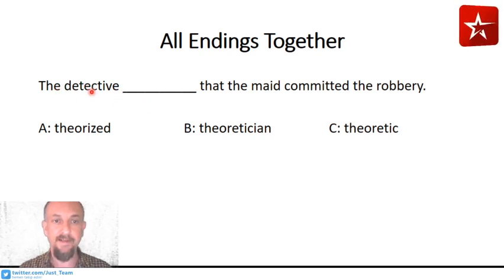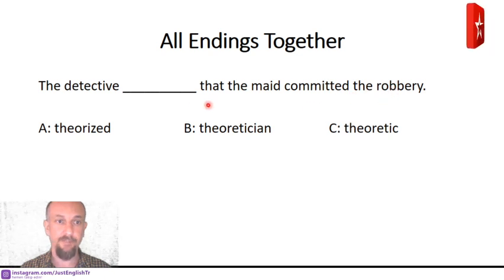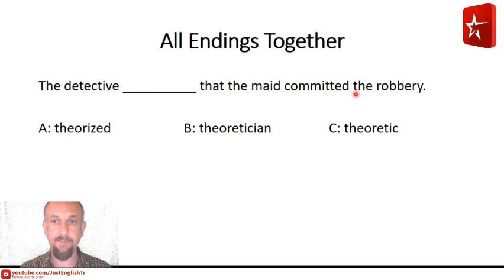So we've got the detective, blank, that the maid committed the robbery. The detective, blank, that the maid committed the robbery. Do you think that could be theorized? Option A.